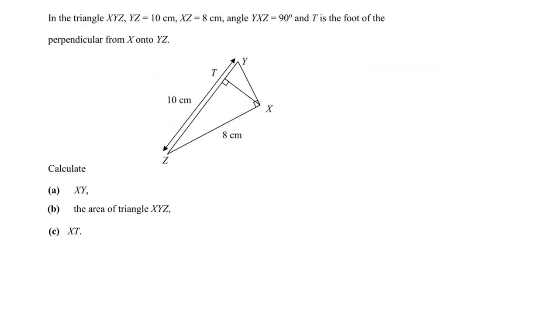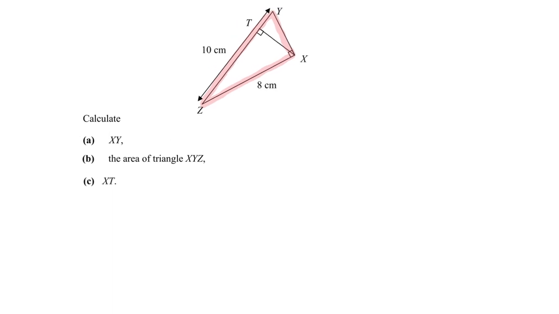Hello everyone, welcome to this question where we are given a triangle XYZ. XZ is 8 cm, YZ is 10 cm, and there's a right angle down there too. Calculate the length of XY. So for the length of XY, we are going to focus on this red color right angle triangle, which I would love to redraw here.